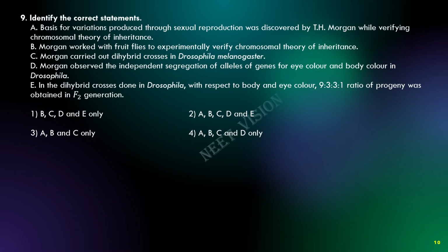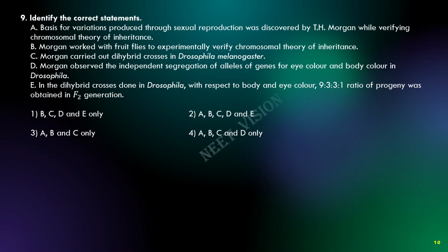Wrong. Not independent segregation. Together, they are inherited. That's why several parental combinations are obtained in the F2 generation. In the hybrid crosses done in Drosophila with respect to body and eye color, a 9:3:3:1 ratio of progeny was obtained in the F2 generation. Absolutely wrong. That ratio was not obtained; it deviated from this ratio, whatever he obtained in the F2 generation. D and E are incorrect.